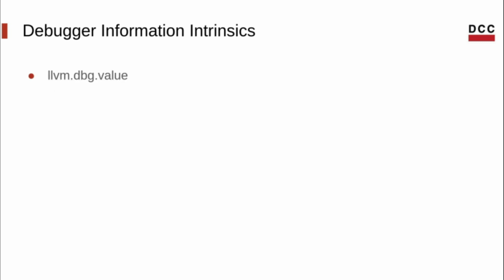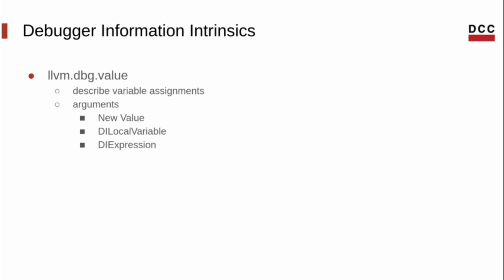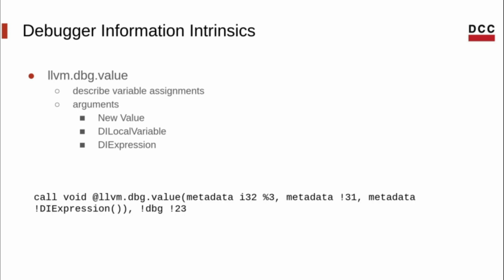The llvm.dbg.value provides information about when a user source variable is set to a new value. The first argument is the new value, which in this case is wrapped as metadata. The second argument is a DILocalVariable containing a description of the variable. And the third argument is also a DIExpression. Notice that an llvm.dbg.value describes the value that is being assigned to a source variable, not its address. In this example, the variable described by metadata !31 is being assigned a new value, %3.